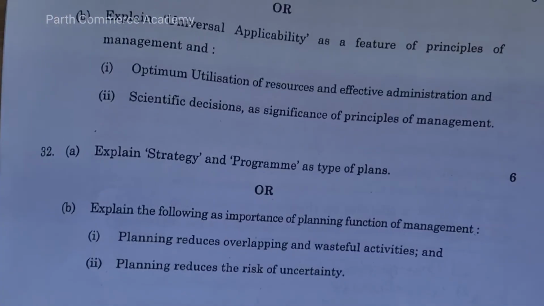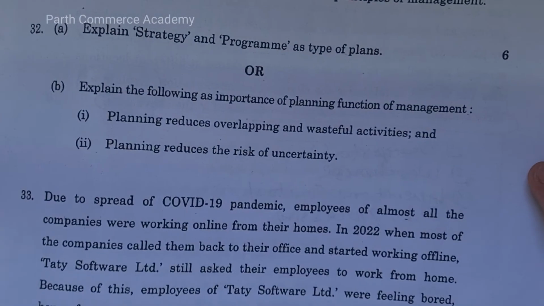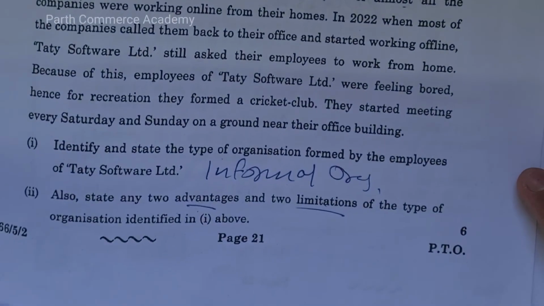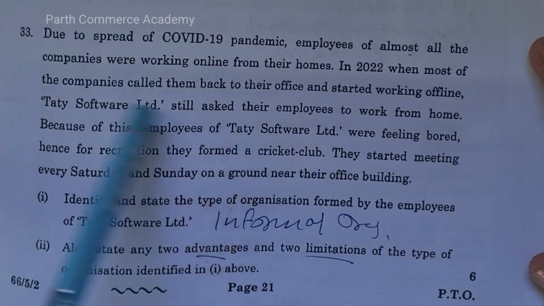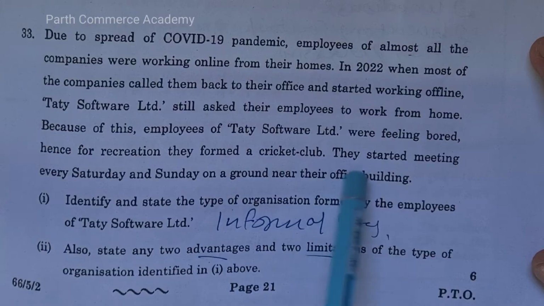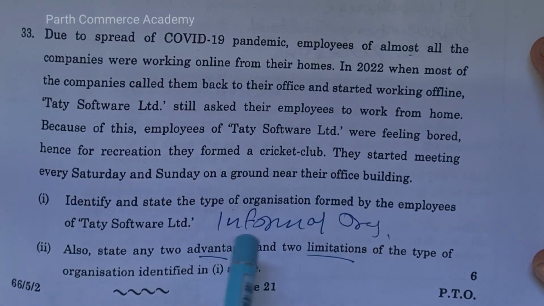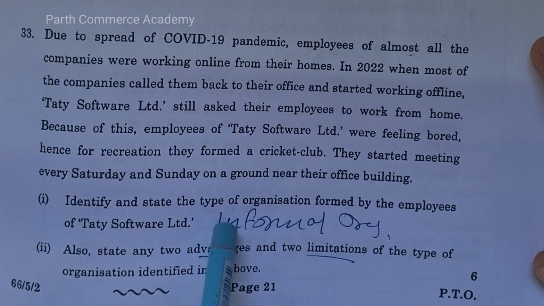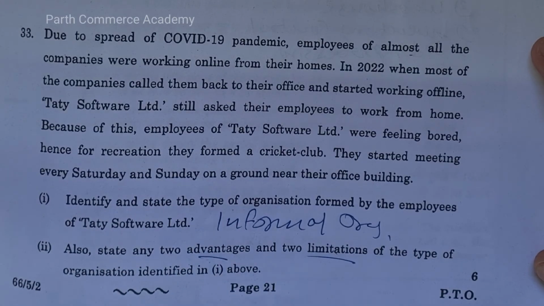Next, question number 31 is a direct question, so no need to explain anything. In question number 32 also a direct question is there, and question number 33 is related to COVID-19. Due to COVID-19, the people started meeting every Saturday and Sunday on a ground near their office building. So here they have developed an informal organization. So the answer is informal organization, and we can explain the advantages and limitations of this concept.